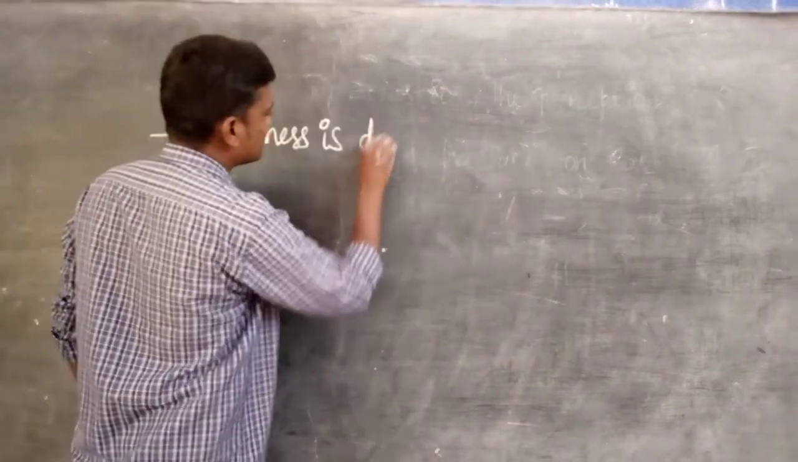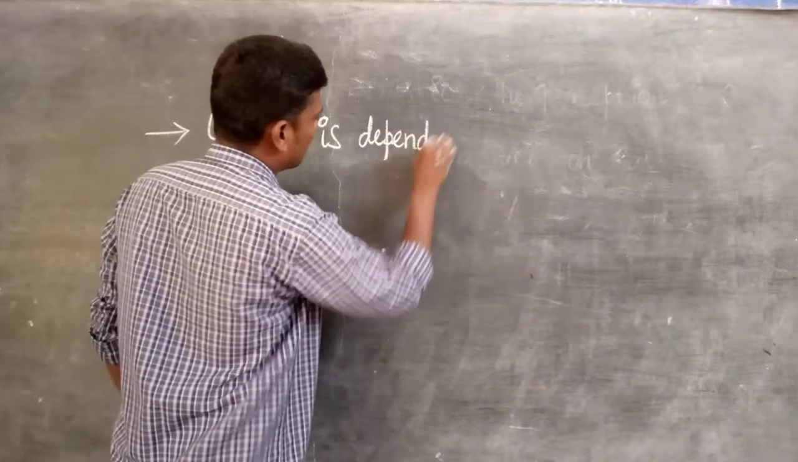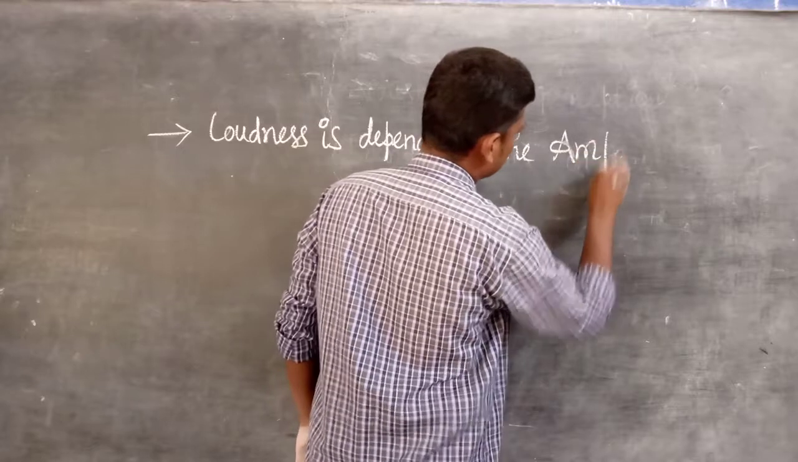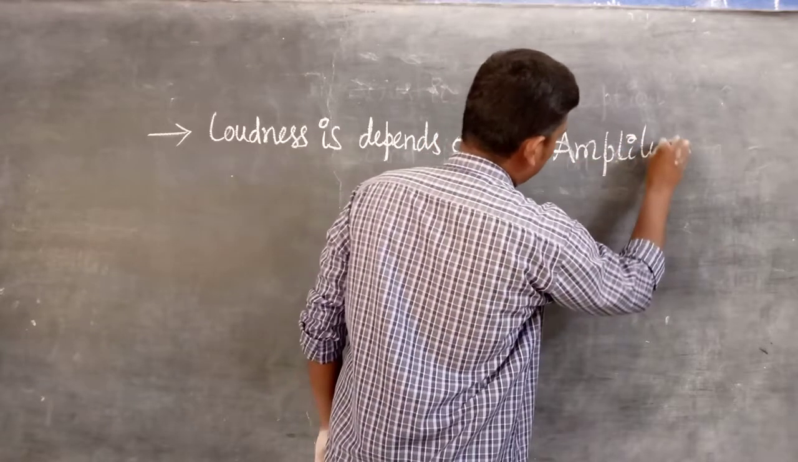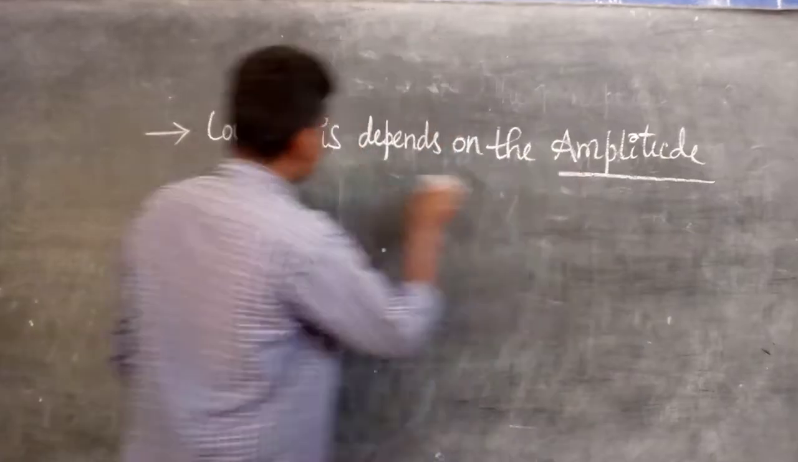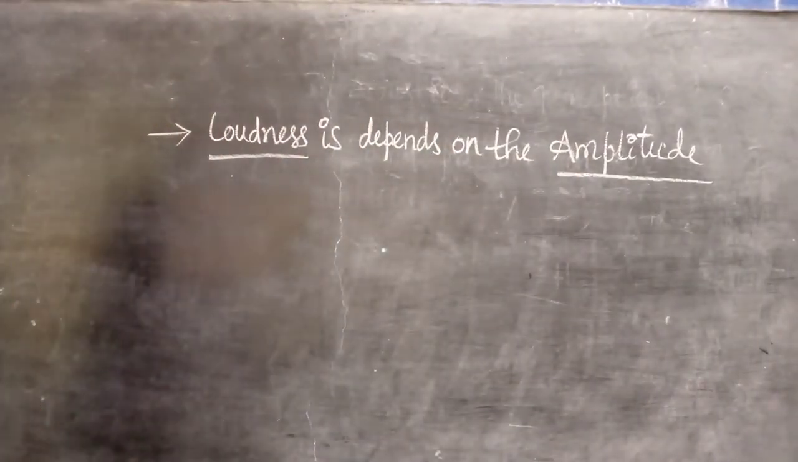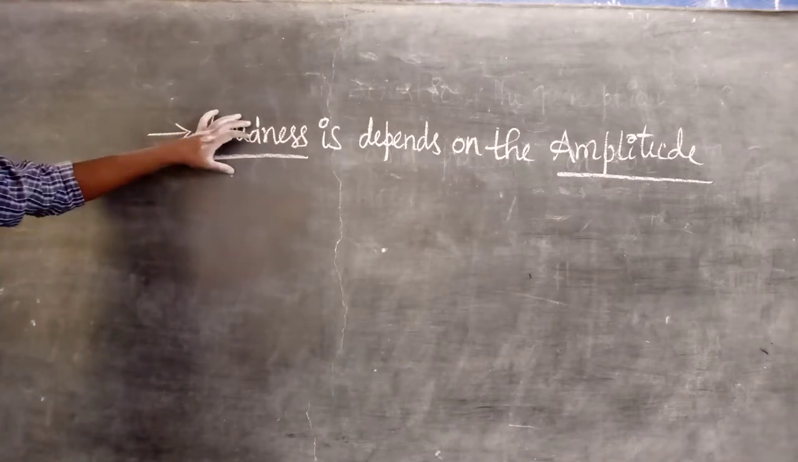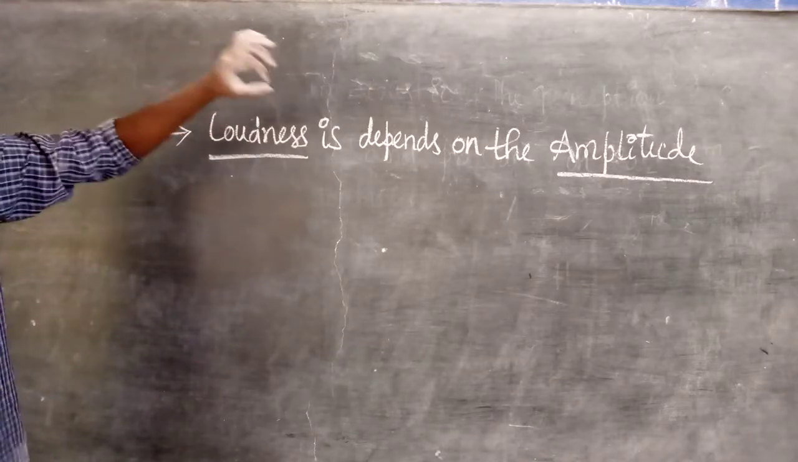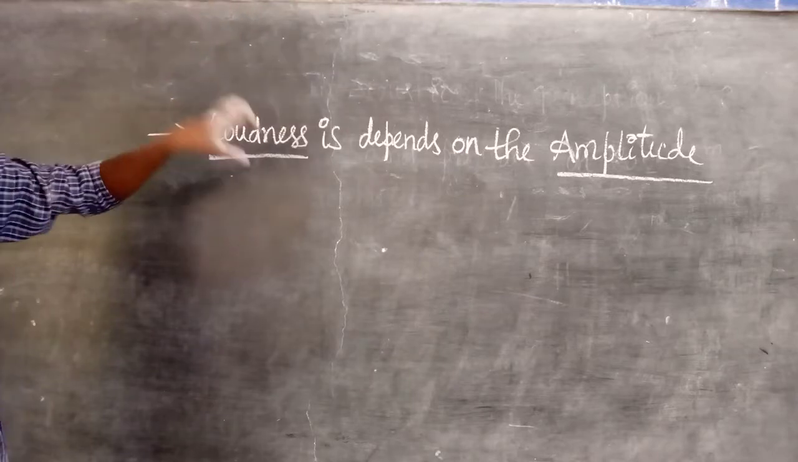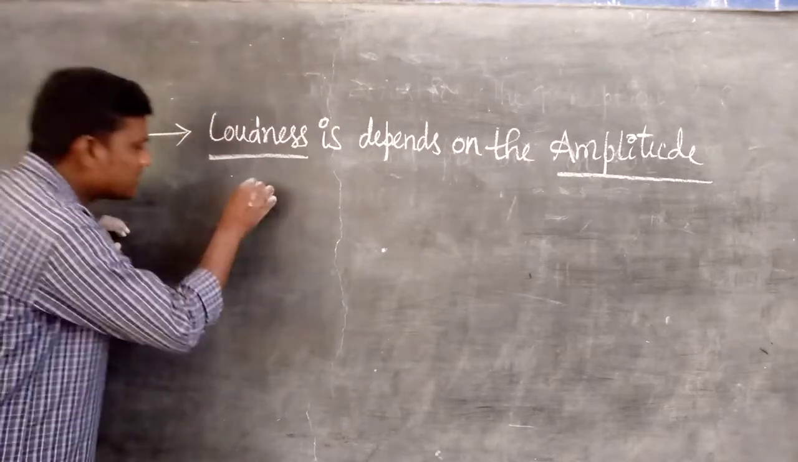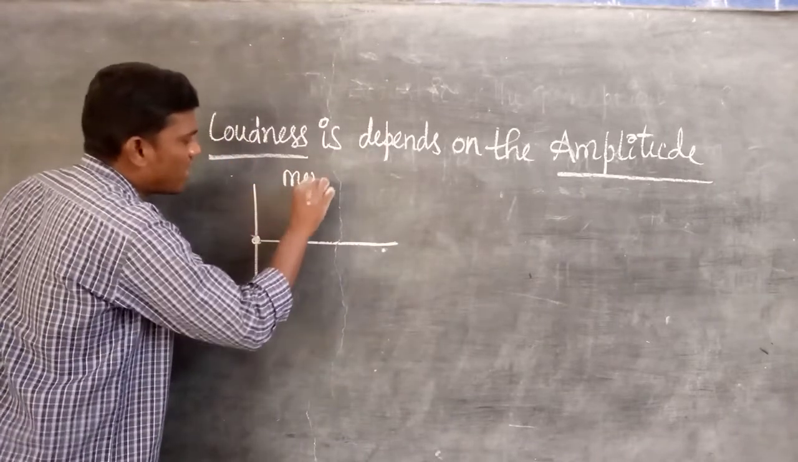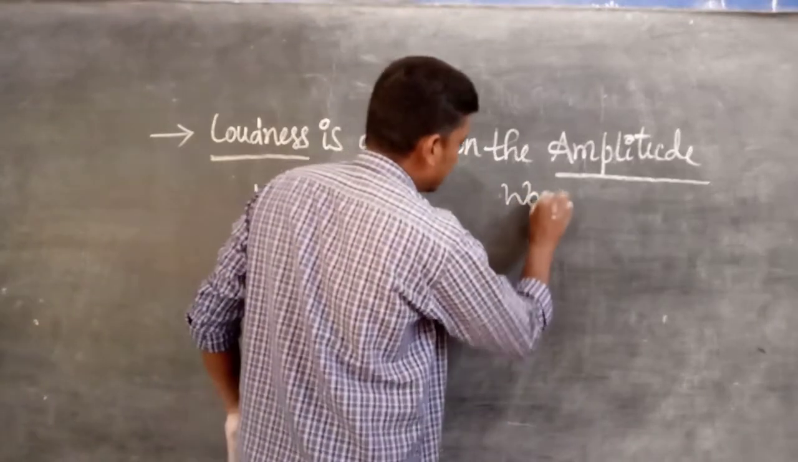Loudness depends on the amplitude. It is also very important. So pitch depends on the frequency, loudness depends on the amplitude. If loudness is more, amplitude is also more. If loudness is less, amplitude is also less. Just observe the men's and women's voices here.